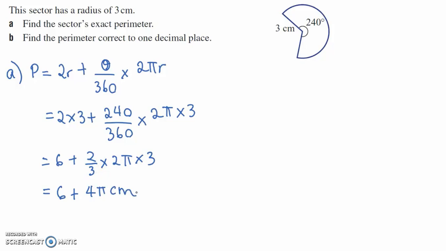The next thing we need to do is to find the perimeter correct to 1 decimal place. Well, to do this, we need to enter in 6 plus 4 pi into a calculator. This gives us the answer of 18.6 when we round it to 1 decimal place.